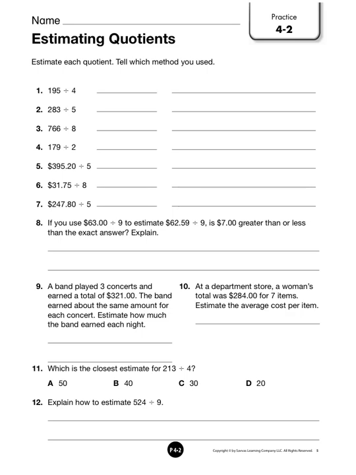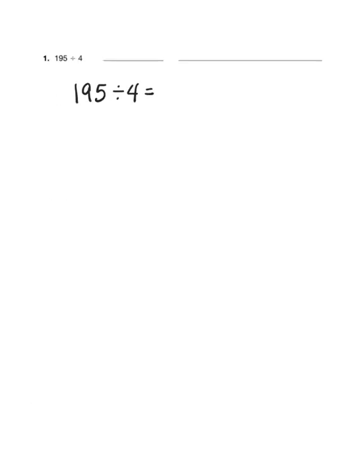I always encourage you when you're doing your practice pages to circle or highlight or underline the directions. Ask yourself what the assignment is asking you to do. Sometimes one set of directions will have 1, 2, or even 3 things that you need to do in order to satisfy the requirements of the assignment. In this case, you need to first estimate each quotient, and then second, tell which method you used. For each one, you should write either rounding or compatible numbers to tell me which method you used. Let's start with 195 divided by 4.